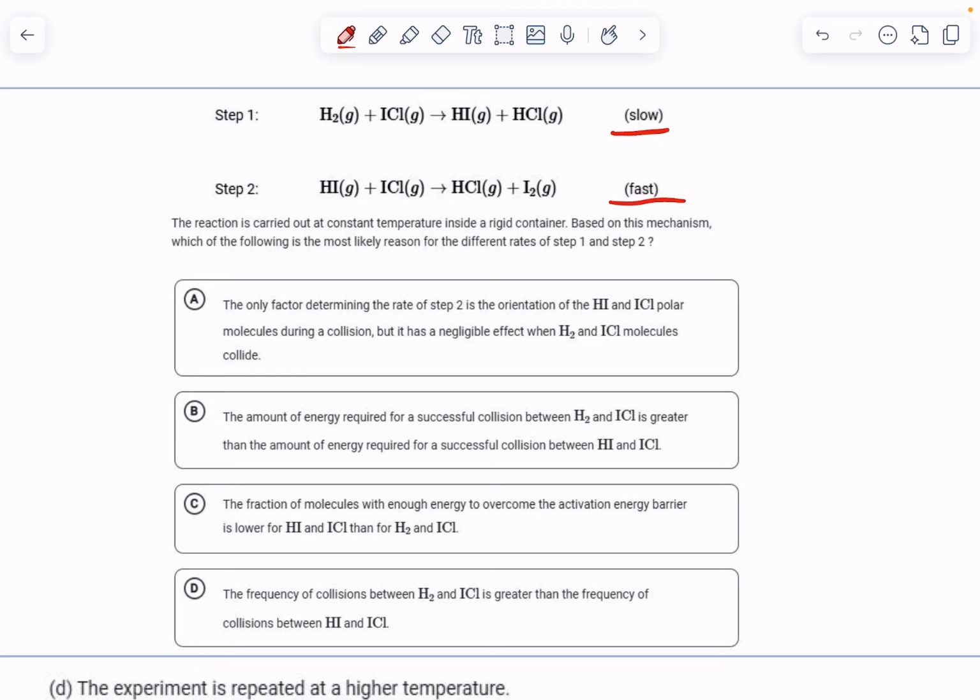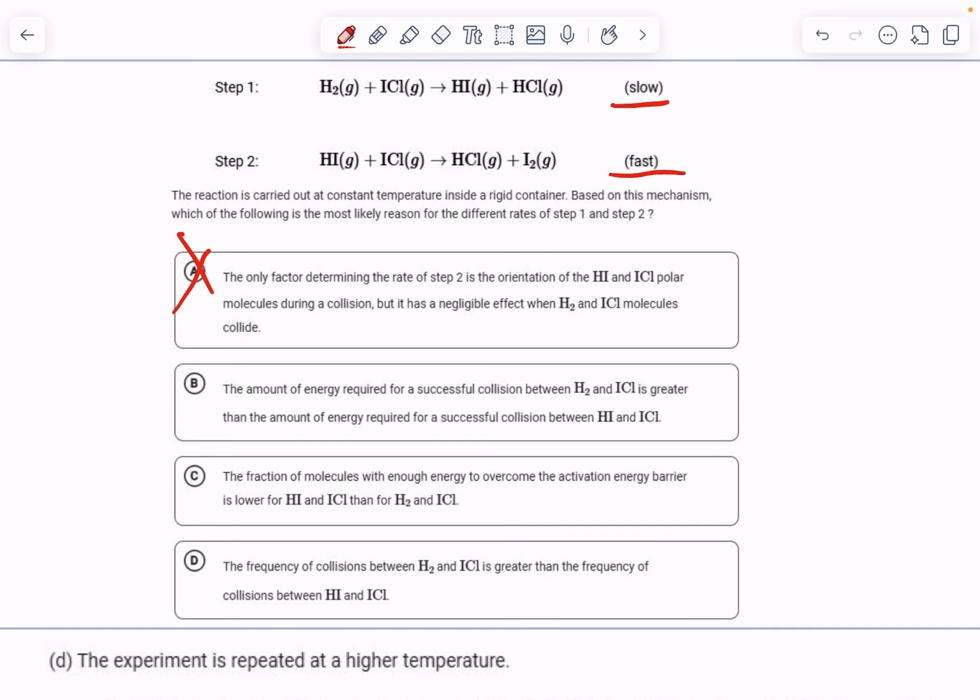In A, the only factor determining the rate of step 2 is the orientation of HI and ICl polar molecules during a collision, but it's negligible when H2 and ICl molecules collide. That's not true. Orientation always plays a factor, and how they collide is a big factor. Everything matters about orientation, not one versus the other, negligible, so that's not right.